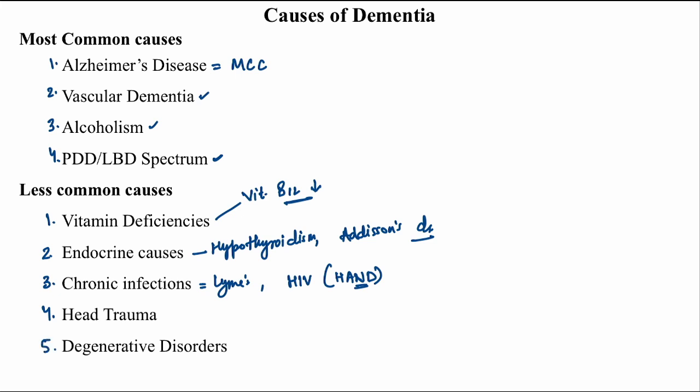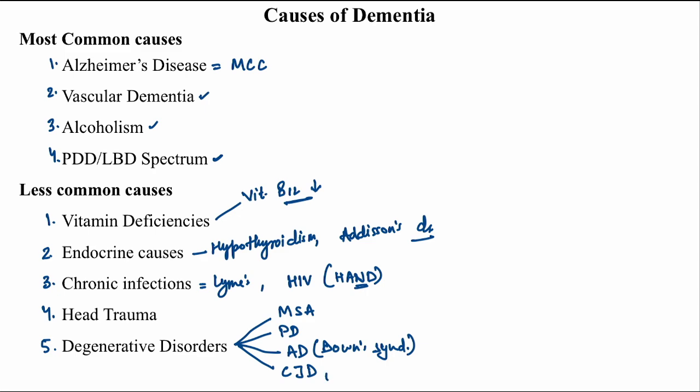Then there are certain degenerative disorders which are causes of dementia, like multiple system atrophy, Parkinson disease, even Alzheimer's disease comes under this. Alzheimer's disease with Down syndrome. Remember, when Alzheimer's disease is associated with Down syndrome, it presents early in the 40s. Otherwise, in classical Alzheimer's disease, it presents late in the 7th or 8th decade. Then there can be other causes like Creutzfeldt-Jakob disease, etc. So these are the degenerative disorders.